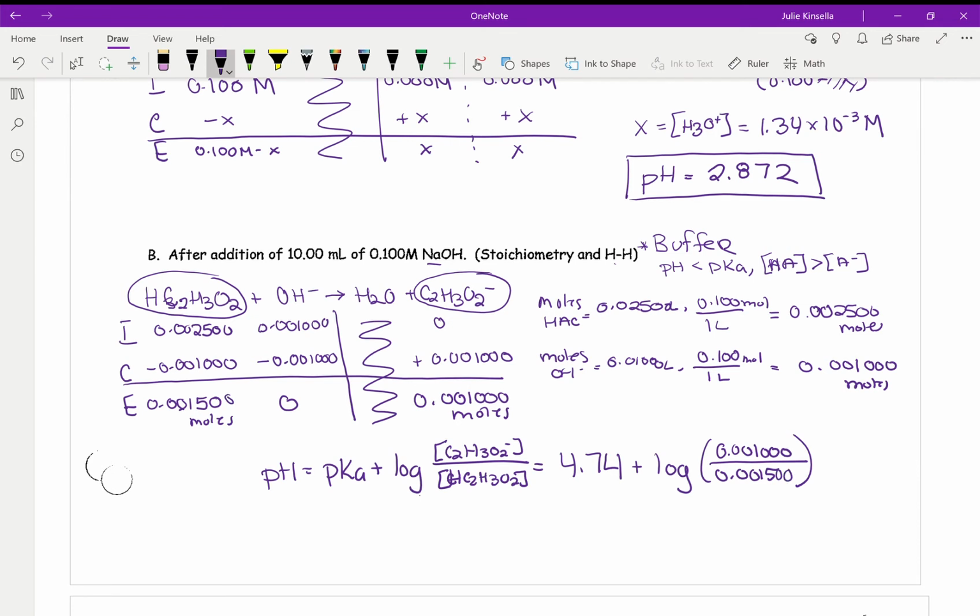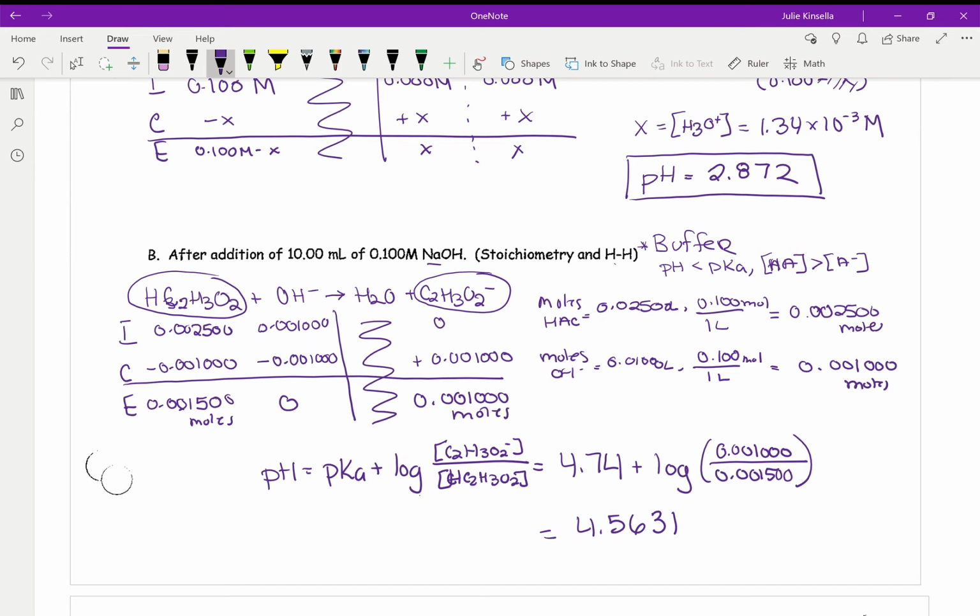Ideally, you would be using molarity there, but it is appropriate to use moles because of how the volumes cancel out, since they're both in the same volume, or both of them being in the same solution amount. And then I'm going to keep this, which really I guess we have 4 sig figs here. So if I plug this in, 4.74 plus the log of 0.001000 over 0.0015, I am going to get 4.5631 as my pH here.